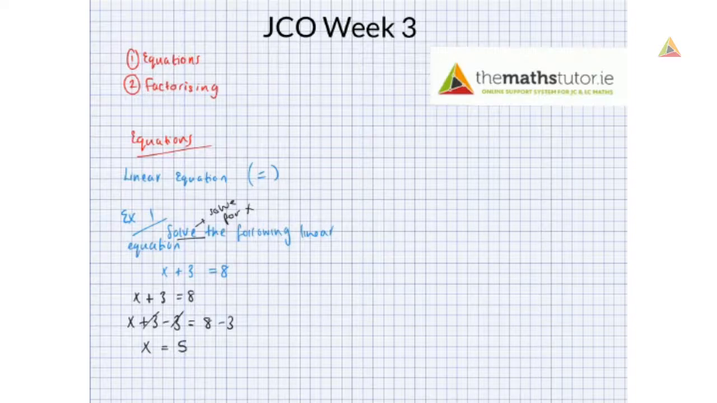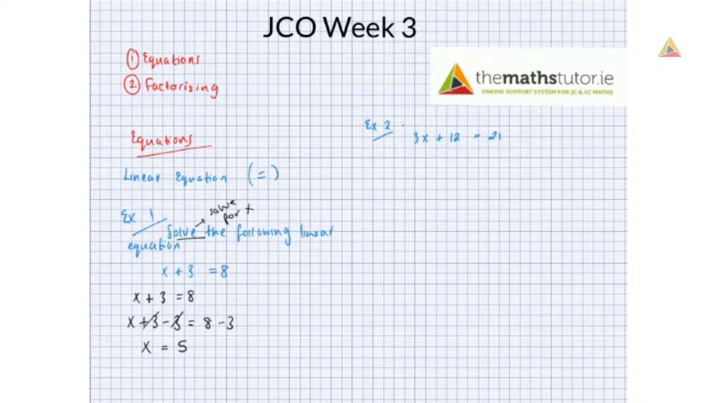So the second example is going to be 3x plus 12 is equal to 21. Now again, you need to solve for x. So in this case, we want to isolate 3x first. So we need to get rid of 12. We need to make it 0. So how would we get rid of 12? Well, you have 12, take away 12 will give you 0.